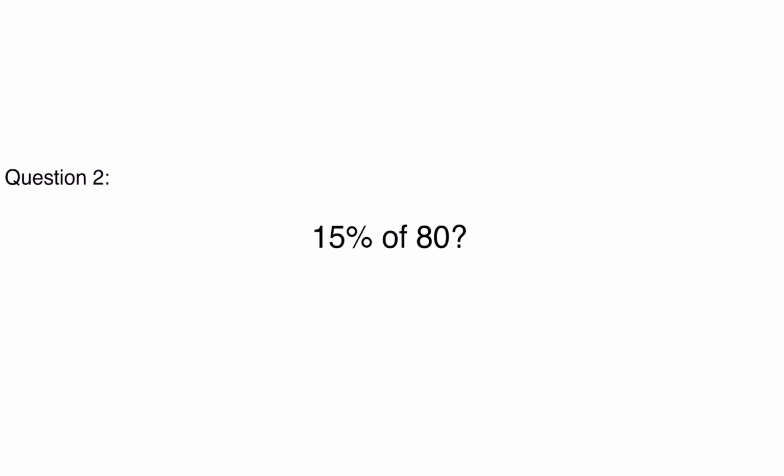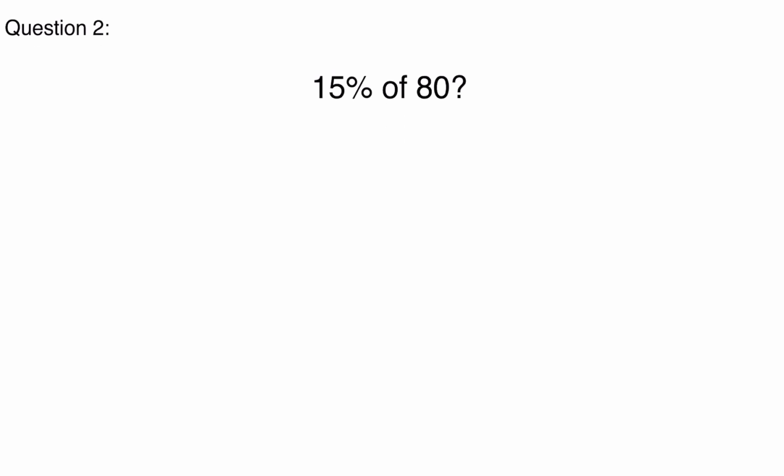Now let's try one more problem, and this time pause the video and try it on your own. But when you come back, you'll see the process remains the same. What is 15% of 80? Well, our first step is going to be to convert the percentage into a decimal. So 15% is equal to 0.15. And as you can see again, all we did was move the decimal place 2 places over.